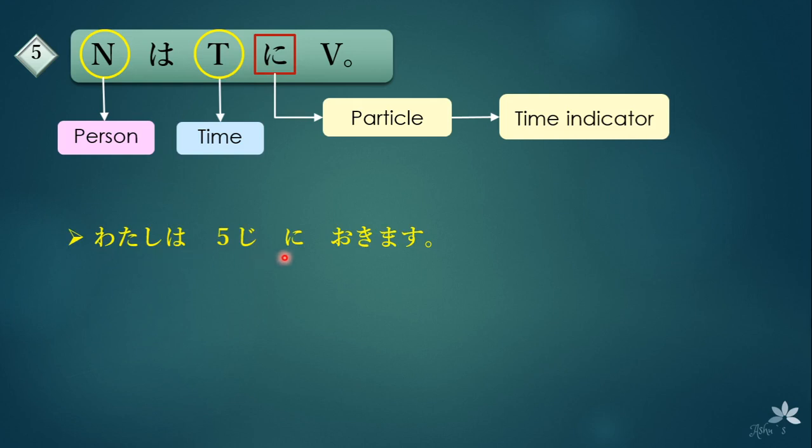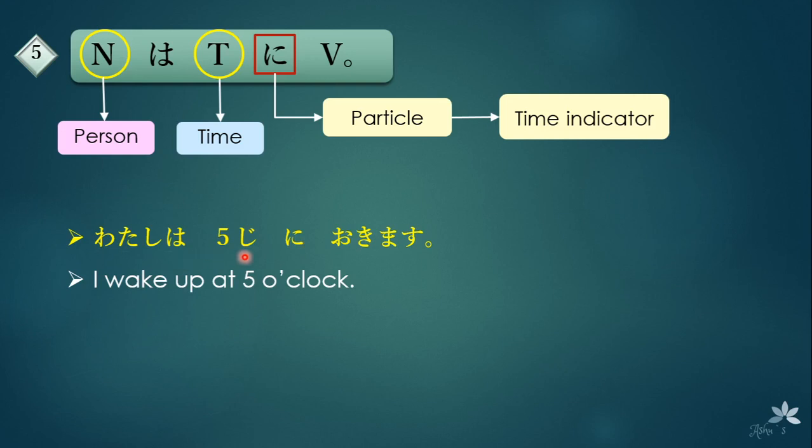Watashi wa 5時に起きます. Now here the person noun is watashi, the subject of the sentence. T here is goji, the particle ni comes after the time, and the action is okimasu, to wake up. This sentence means I wake up at 5 o'clock. So the action okimasu is performed at the time 5 o'clock, so we have to use the particle ni to indicate the time.